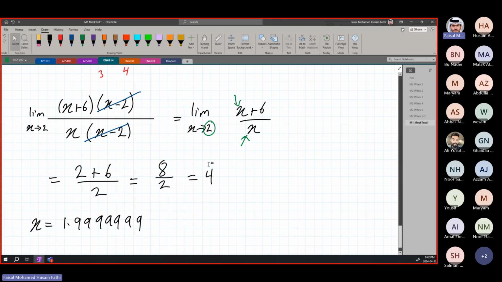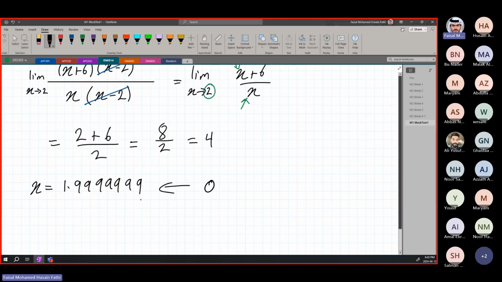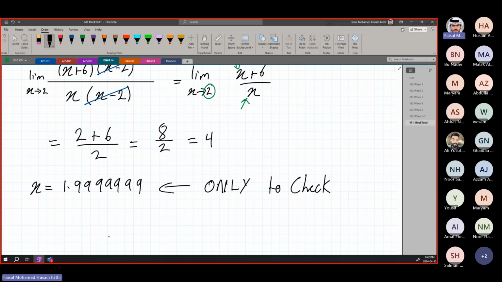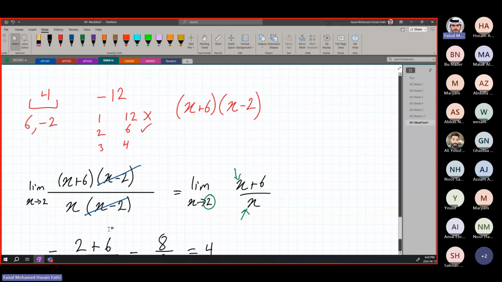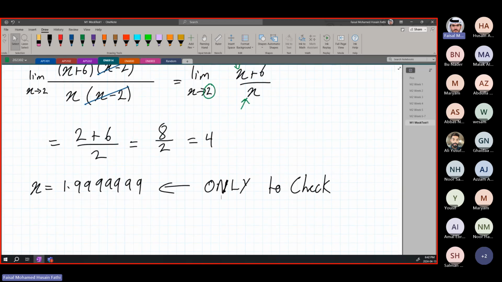So as you see, it is very close to 4. So when you're rounding it up, you're going to be getting 4. And this is only used to check. Only use this to check. Do not use this to actually solve the question. If you guys forgot everything about limits, this is a good way to just put something rather than leave the question empty, but I definitely do not recommend this.